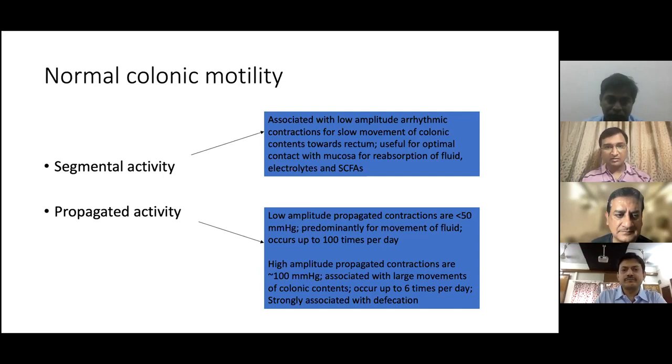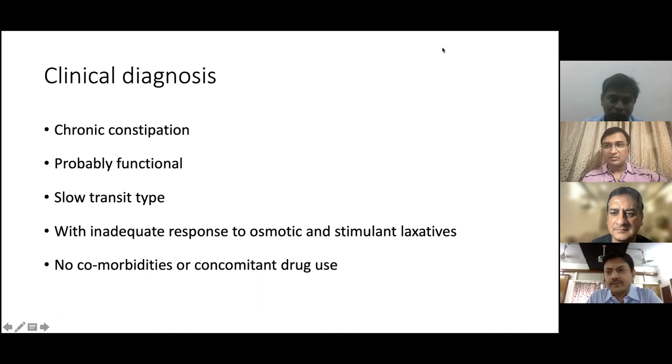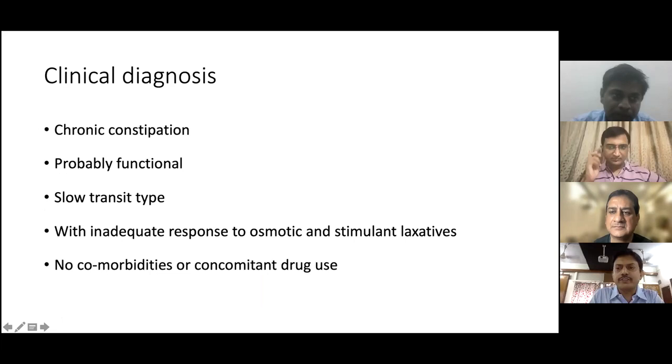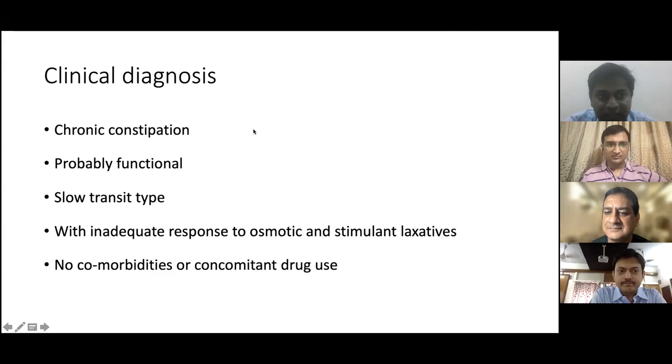Okay. So coming to the discussion, sir. Nicholas, now that you have presented your history, what's your complete clinical diagnosis? So, the syndromic diagnosis is of chronic constipation, probably functional. The type is slow transit type with inadequate response to osmotic and stimulant laxatives. No comorbid or concomitant drug use.